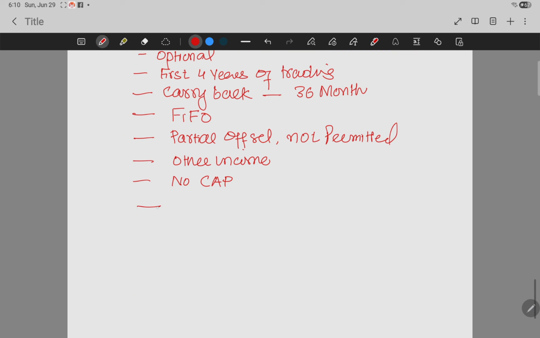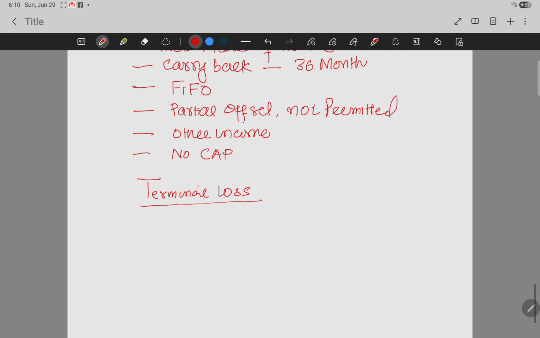And the last one we have is terminal loss relief in the year of cessation. What is a terminal loss? A terminal loss is a loss of the last 12 months of trading. So terminal loss by definition is 12 months of trading. So in the year of cessation, along with other options, we have terminal loss. Again, this is an optional one.